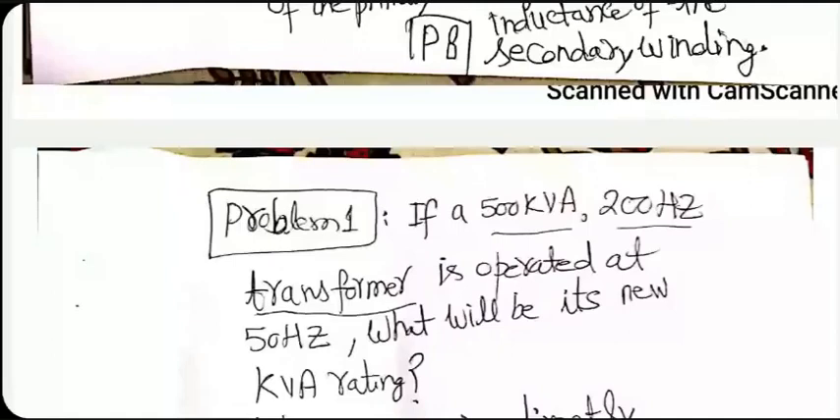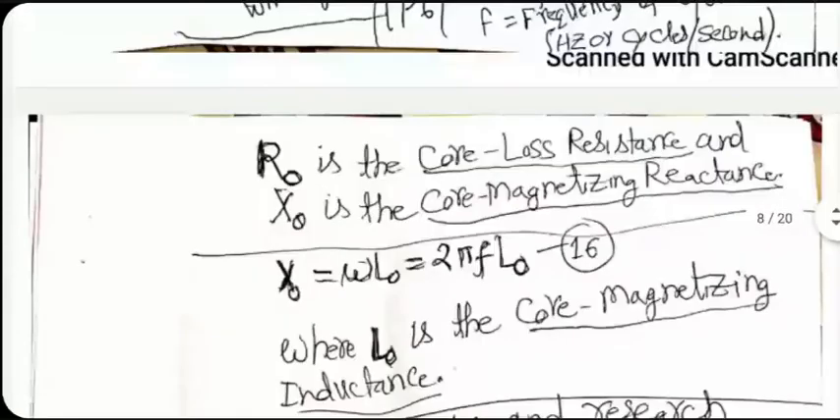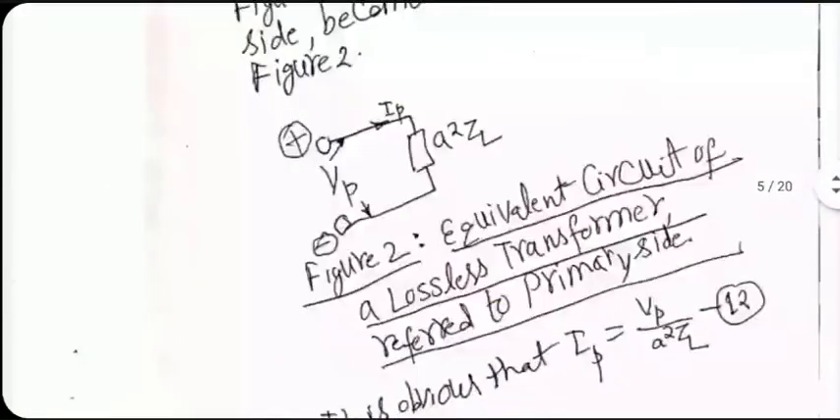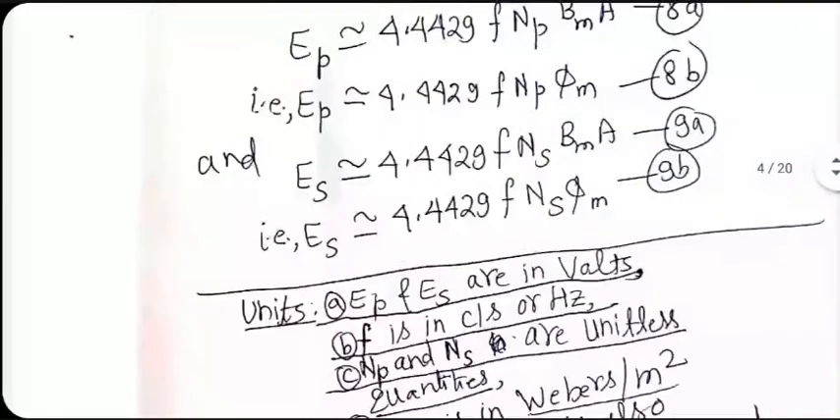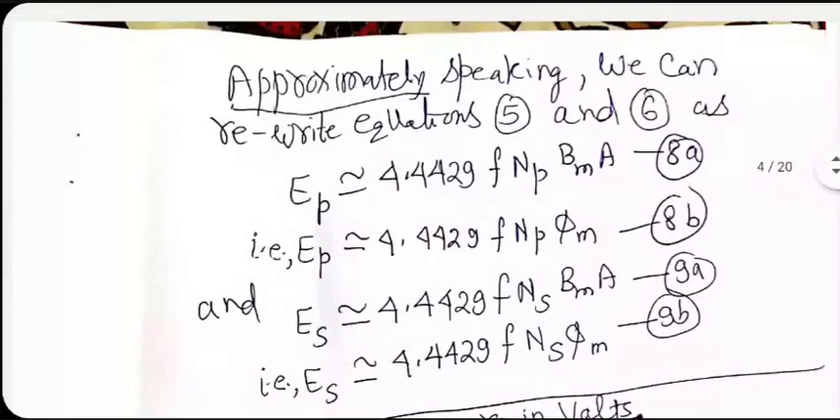kVA essentially is the product of maximum voltage and current that you can get from the transformer. And they are approximately the same values on both sides, assuming losses are small. You know that the EMF, if you go back to the equation for EMF in both primary and secondary windings, this equation, EMF is proportional to the frequency, whether you talk about primary winding or secondary winding.